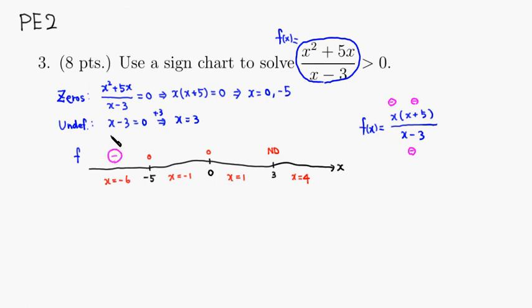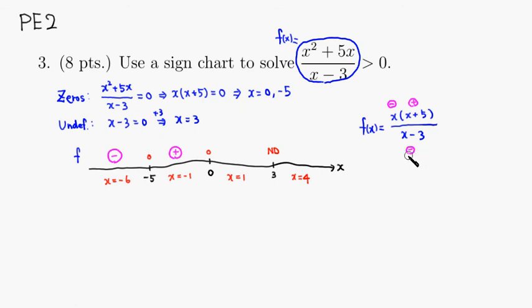Then let's try negative 1. I'm going to erase these. So negative 1 is negative. Negative 1 plus 5 is now positive. Negative 1 minus 3 is negative. Negative times positive is negative, and negative divided by negative is positive. So we have a positive sign there.